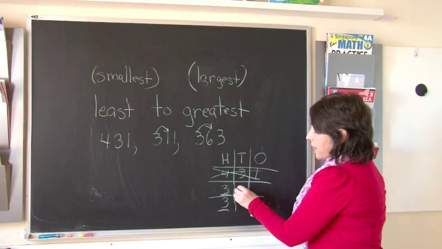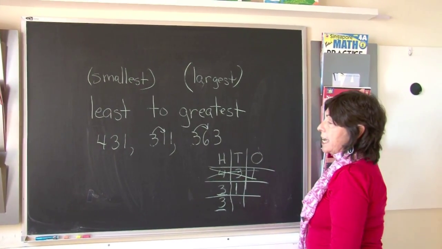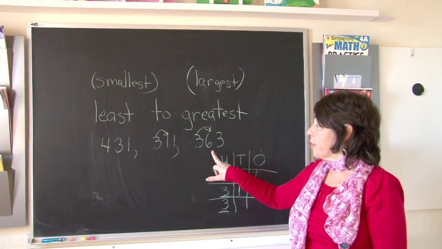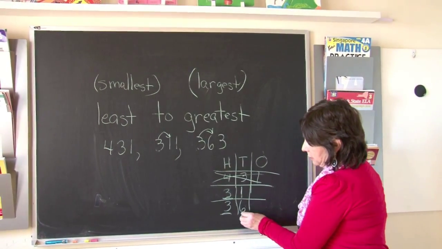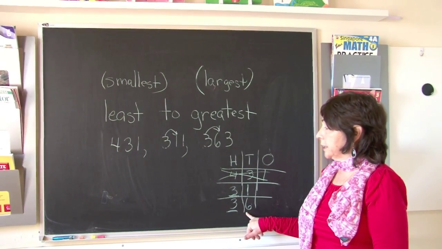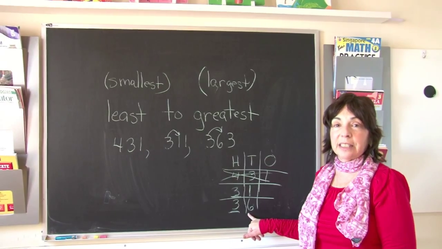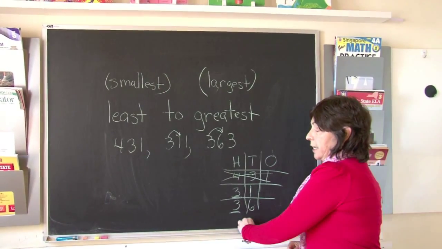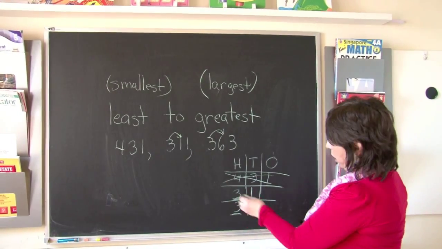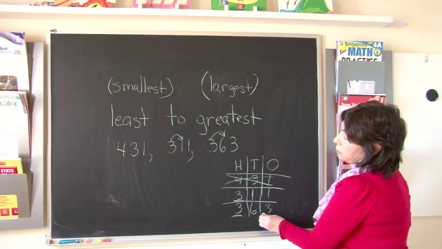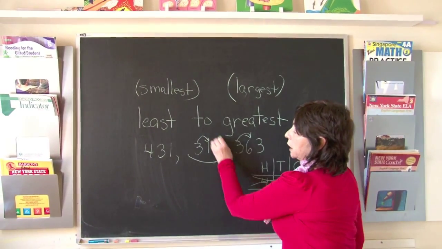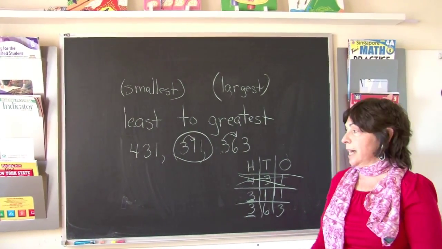311. That only has 1 ten. 363. That has 6 tens. What number is smaller? 1 ten or 6 tens? Obviously, 1 ten is smaller than 6 tens. I will write the ones just to write it. But now we know 311 is our smallest or littlest number.